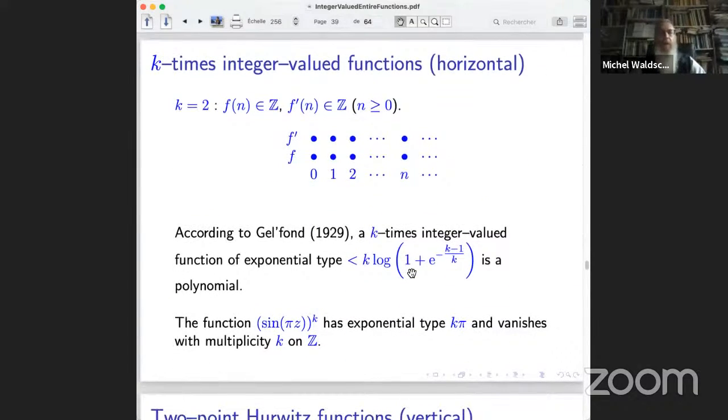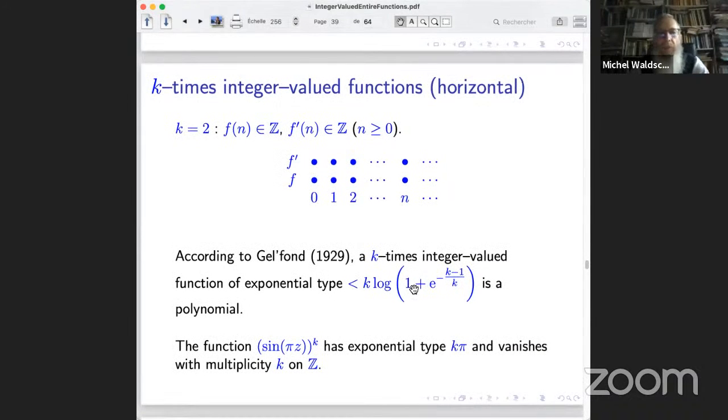Okay, so let us look first at k times integer valued functions, which is horizontal. So this is the picture for k equal to 2. You take the values of f at the integers, and you take the values of the derivative at the same integers. And this was investigated by Gelfond in 1929, the same Gelfond who finally solved Hilbert's seventh problem. And Gelfond proved that a k times integer valued function of exponential type less than k times some logarithm is a polynomial. So you see the condition here is on the exponential type. And the example of the function sine of pi z to the power k, which has exponential type k pi and vanishes with multiplicity k, shows that this is not far from the best possible. But we do not have yet a complete picture of what is going on for k times integer valued functions.